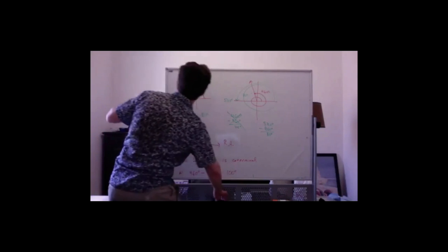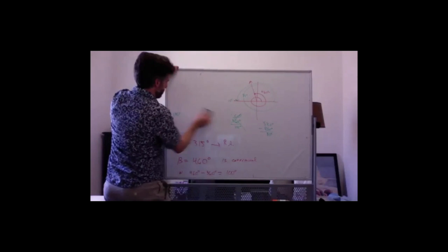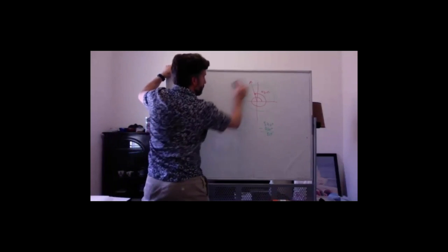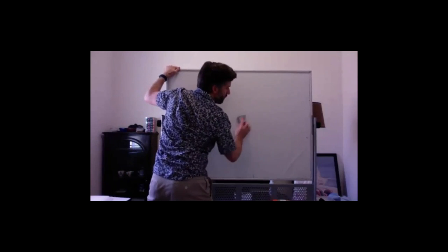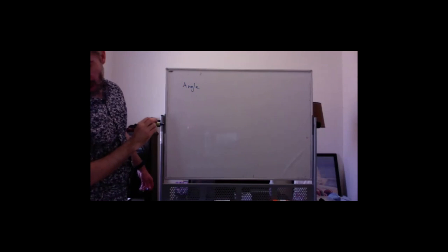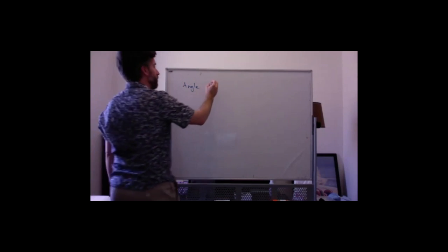Let's do some more examples. So the ideas are going to be the same. If your angle is in the second quadrant, you're going to do pi minus your angle. If the angle is in the third quadrant, you're going to do your angle minus pi. So let's look at the angle. What have I got here? 17 pi over 12.